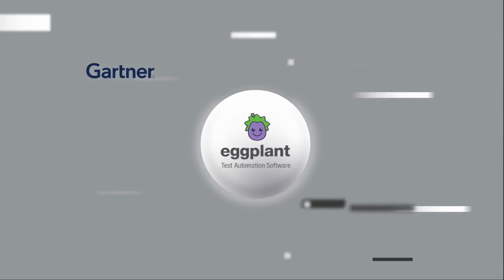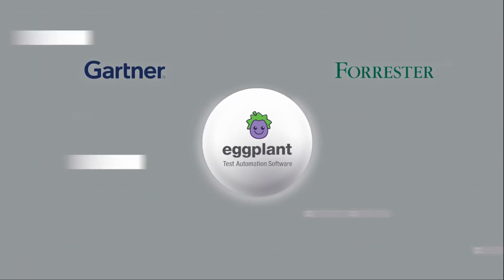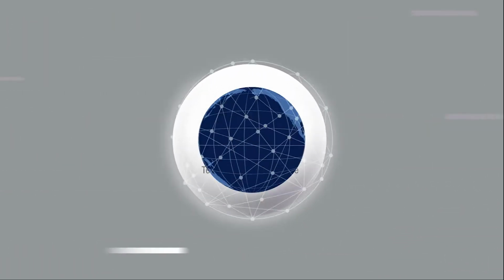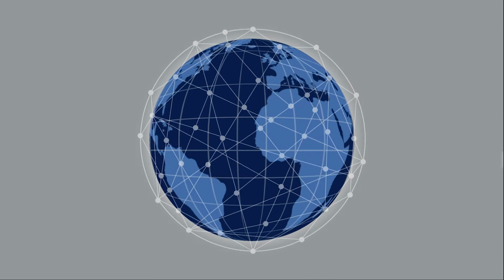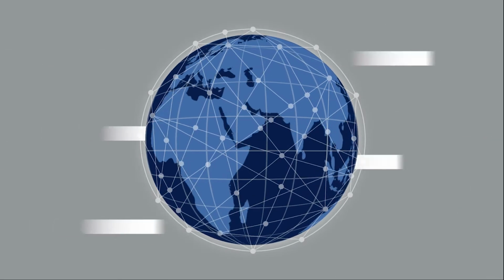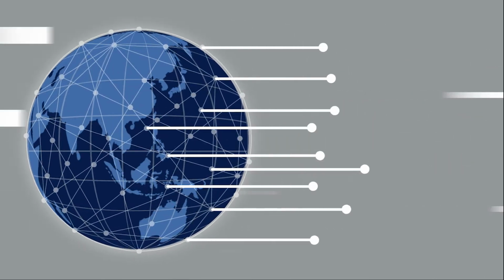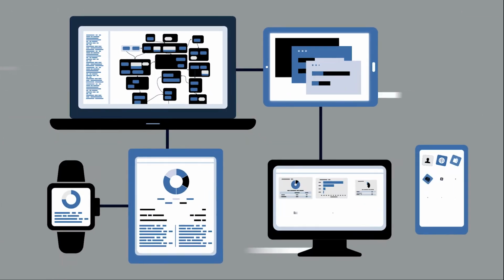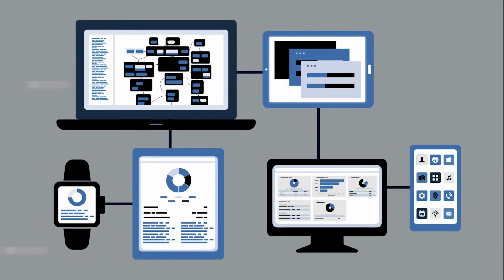Recognized by Gartner and Forrester as the market leader in test automation, Eggplant is trusted by global enterprises to deliver smarter testing at scale. What makes the Eggplant test solution different? Eggplant is model-based and uniquely tests through the user interface.